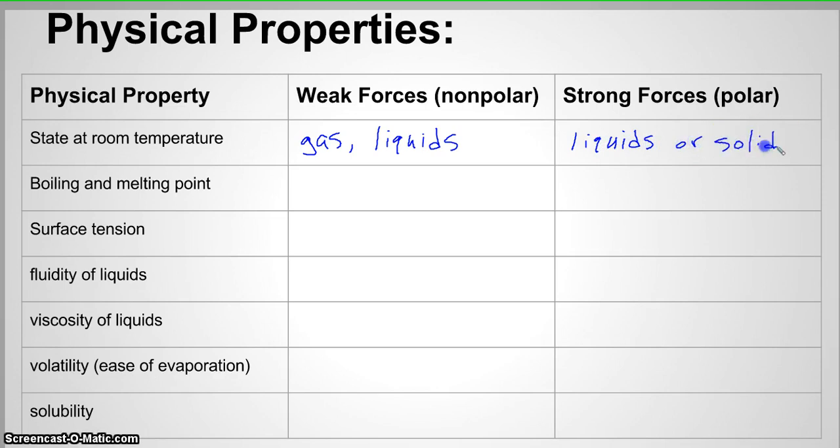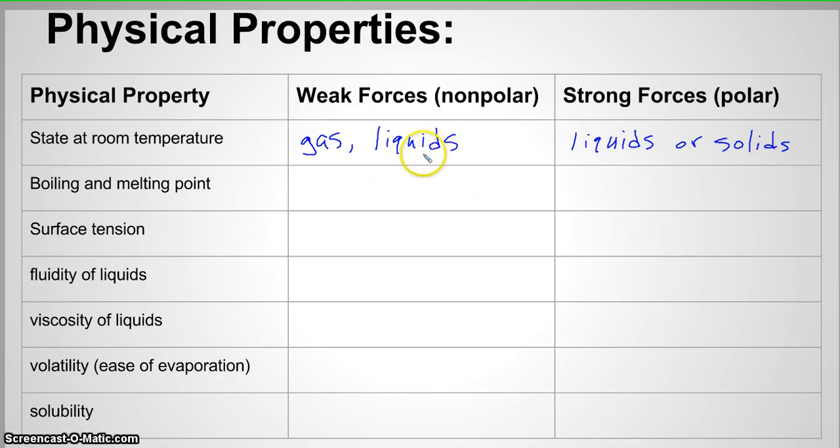Now remember, we're only talking about things with covalent bonds. We're only talking about molecular compounds, molecules that have covalent bonds in them, and either polar or nonpolar molecules. So we're not talking about any other types of compounds other than molecular compounds. Okay? All right, so let's look at our boiling or melting point.